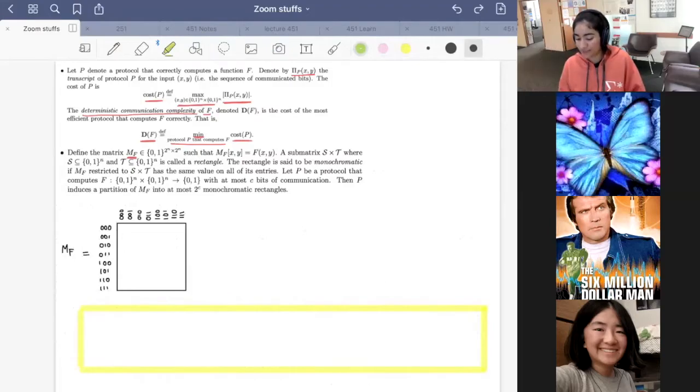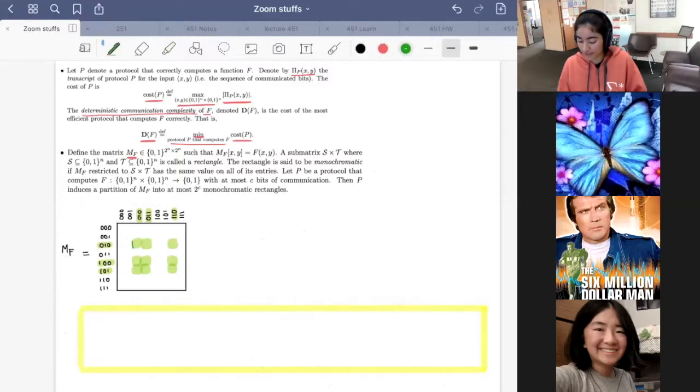So we define the notion of a rectangle as a submatrix where you take a subset S from the strings that Alice could have. So let me just pick a subset. Like I pick this one and this one and this one. That's a subset of the strings that Alice could have. And then I pick a subset T of the strings that Bob could have. And from here, I define a rectangle. So basically, what are the entries they coincide on? Would be all of these entries. So this is the rectangle I just defined.